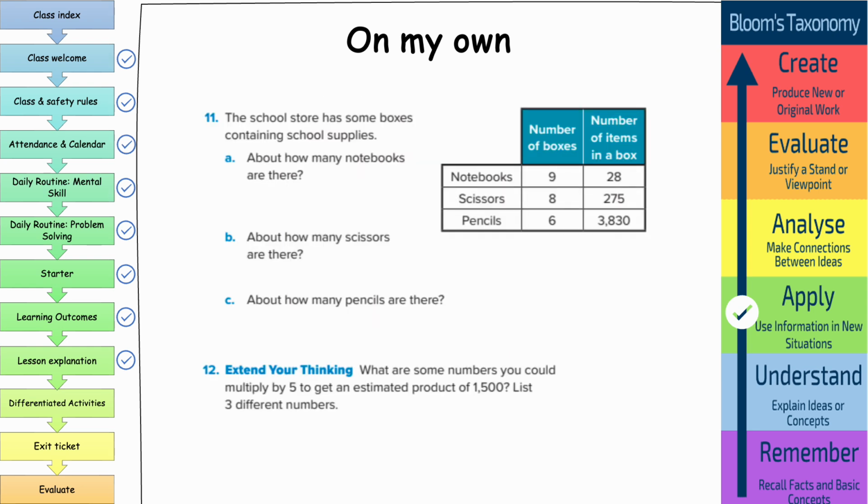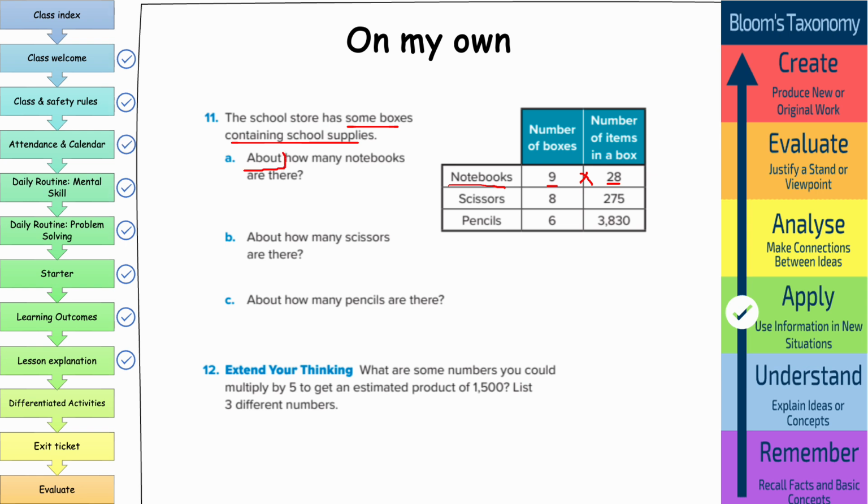Okay, question 11. The school store has some boxes containing school supplies. Read the question carefully. Some boxes containing school supplies. So there are things that are distributed in boxes. So for example, the notebooks, there are 9 boxes, but in each box there are 28. So this is times. Okay? The same for the scissors, the same for the pencils. Now, how many notebooks are there?